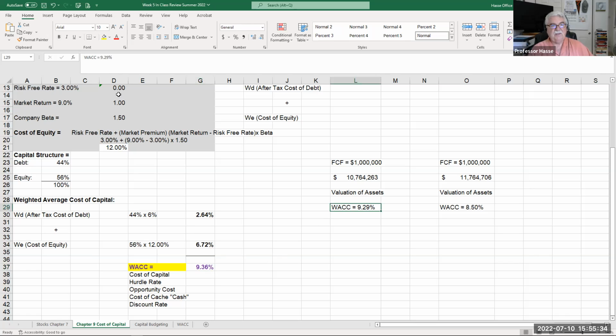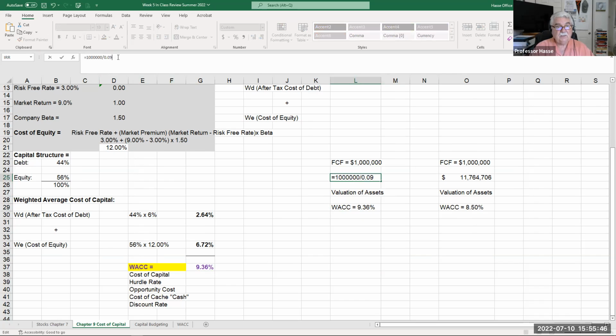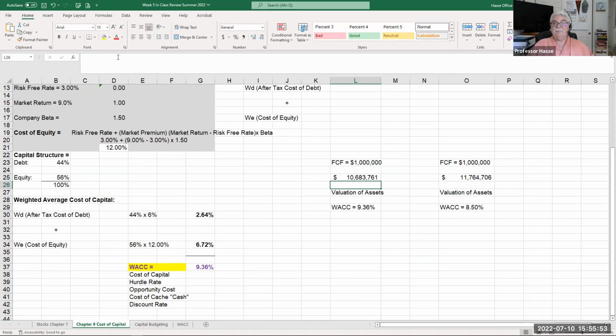And what they talk about in Chapter 9 is now you can take that interest rate of WACC and divide it into the free cash flow of the company to get the value of the corporation. If I take 9.36% and divide that into an annual cash flow of $1 million, their company's value is $10,683,761. You can determine the value of a corporation by taking what it costs them to make their money and divide it into the free cash flow that's generated from that asset.